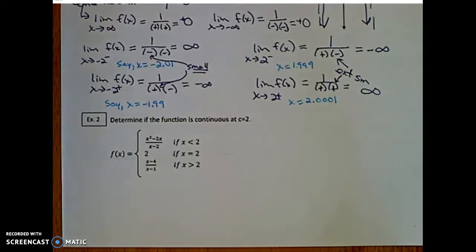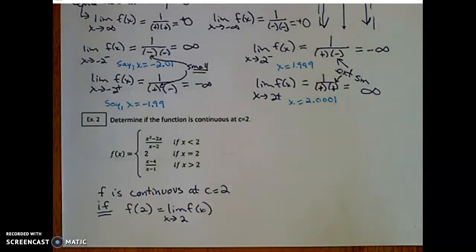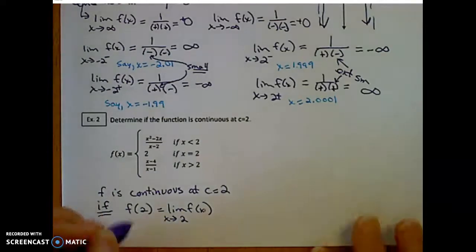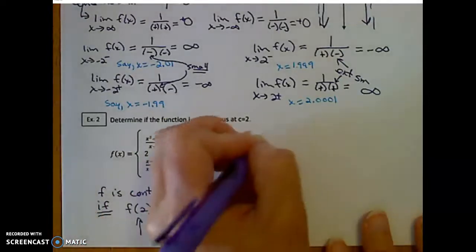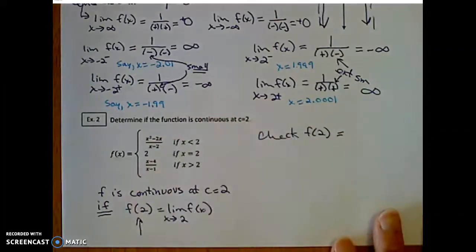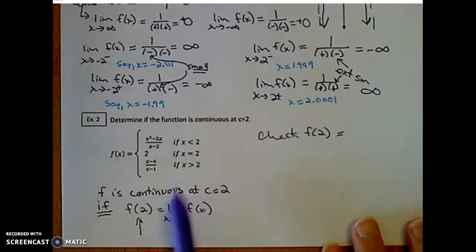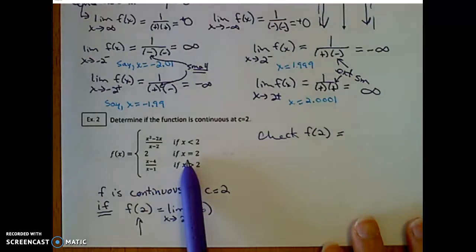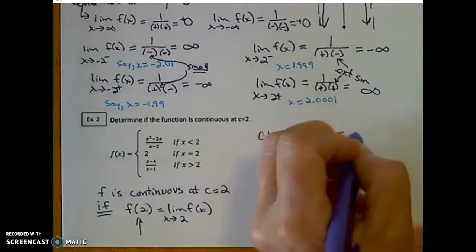Let's remember what it means for a function to be continuous at a point. Alrighty, in a nutshell, the test for continuity is if the function value is equal to the limit. So if f of 2 is equal to the limit as x approaches 2 for that function, then yes, this function is continuous. So let's check f of 2 first. It has to be defined at c equals 2. And what is that value? So yes, this function is defined at c equals 2. If x equals 2, the function value is 2.